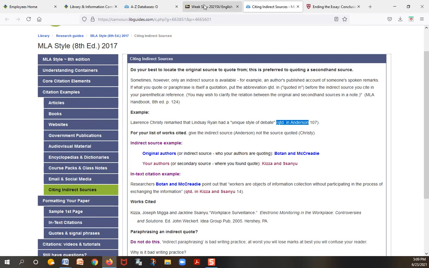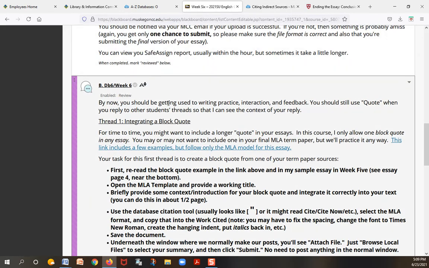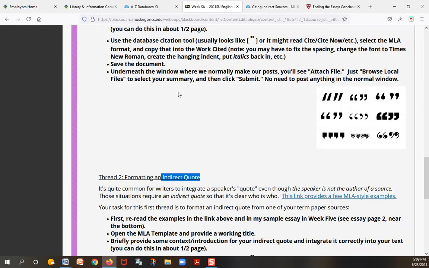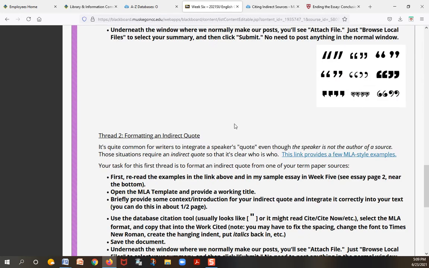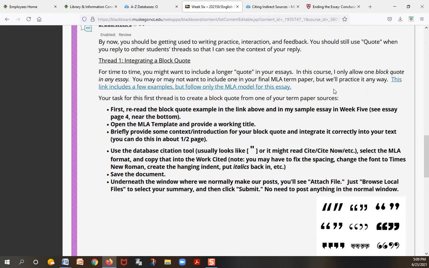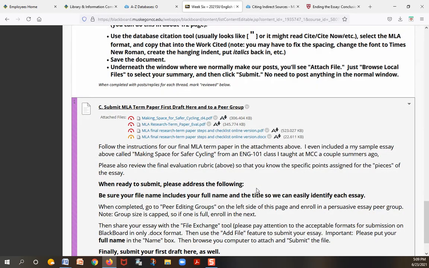So, discussion board dealing with a block quote and with an indirect quote. And again, I didn't go into this one here, but there is a link for an example for you. You will be submitting MLA term paper first drafts here into a peer group. Please remember you have to submit it where it says here. That's why I have that, and to the peer group.